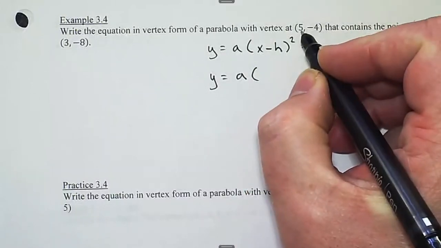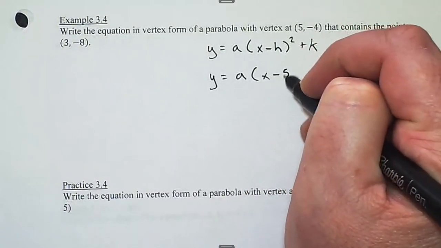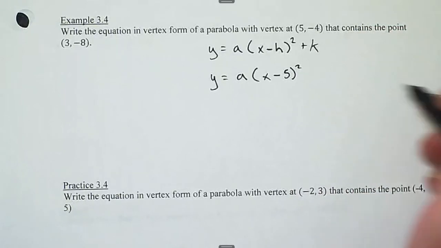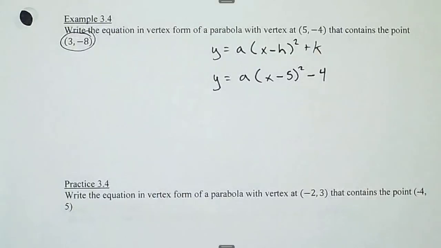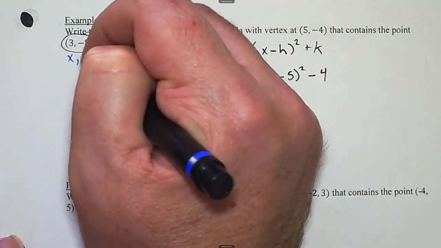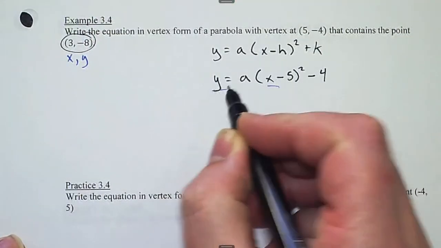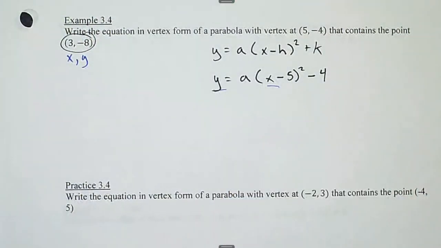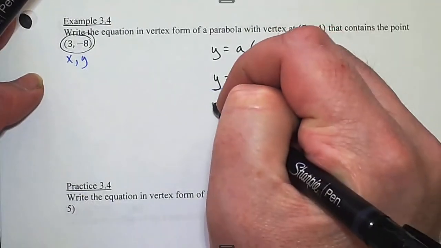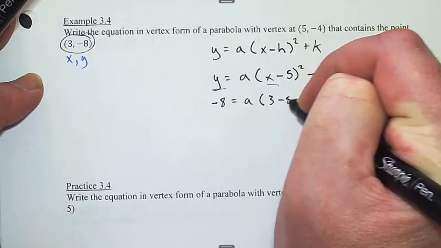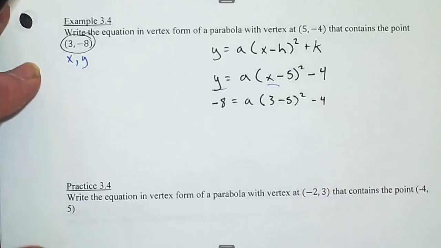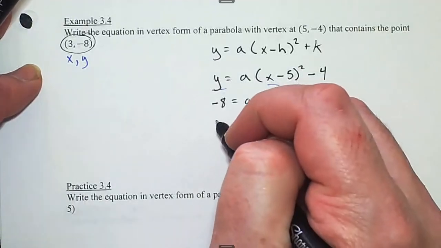I know that the vertex is 5, negative 4, so it's x minus 5 squared. And I know the k value is minus 4. But we've been told one other point that we go through is 3, negative 8. So what I'm going to do is plug in this point for x and y here and solve for the last missing number that I need for my equation. So I put a negative 8 in for y. I put a 3 in for x. And we'll solve for a.